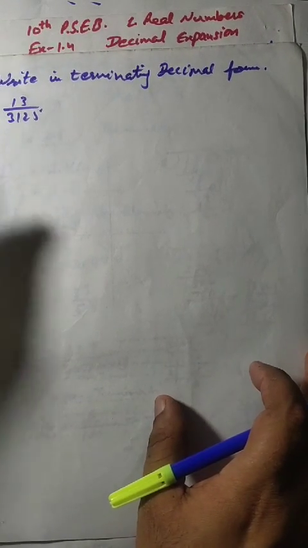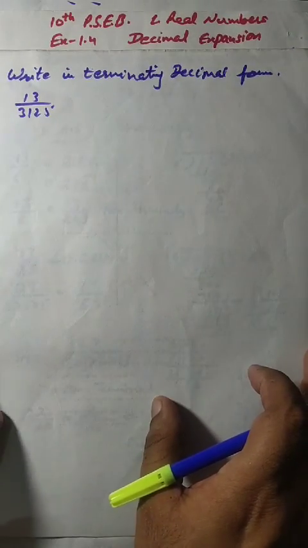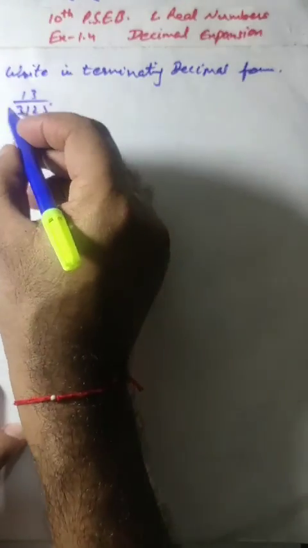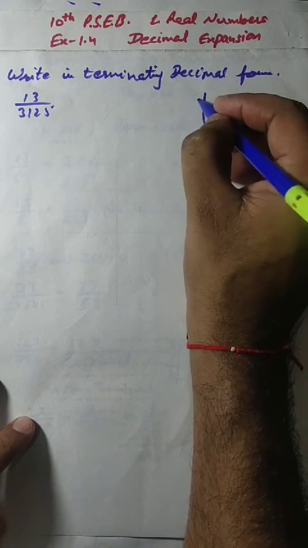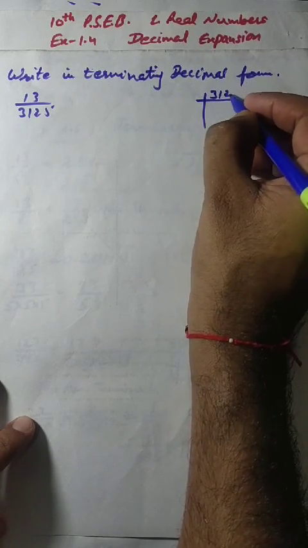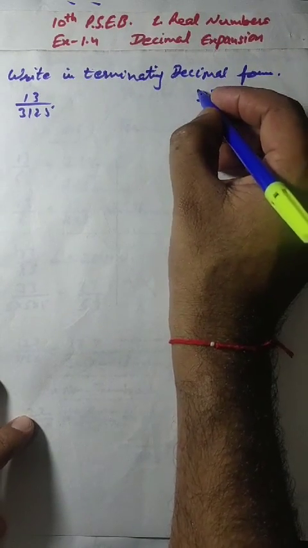Now let us solve another problem of this concept. Write the terminating decimal form. We are to convert this number in decimal form. So we'll have to take the prime factors of the denominator.